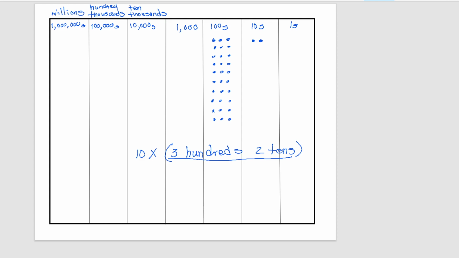And 10 times 300s, then we can group 10 hundreds together to make 1,000, and another 10 to make another 1,000, and the final 10 to make another 1,000. So here we have 3 thousands, or in standard form, 3,000. Now we're going to do the same thing with the tens. We're multiplying by tens.